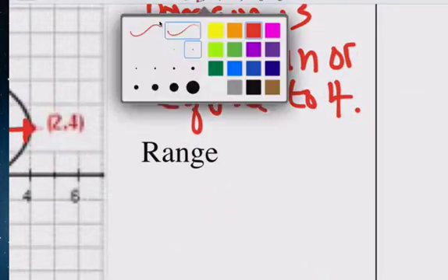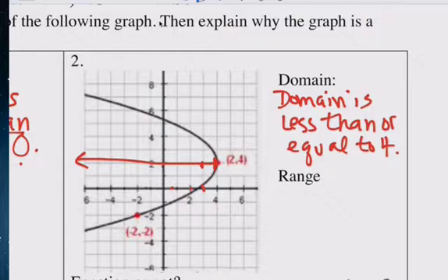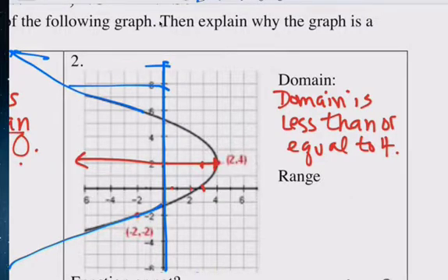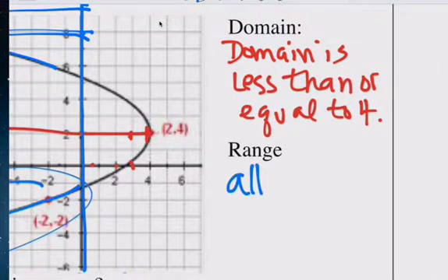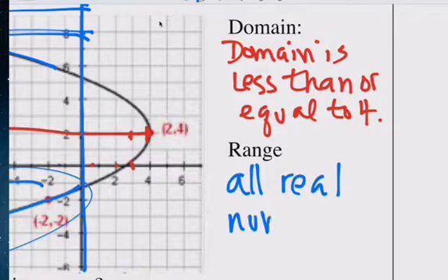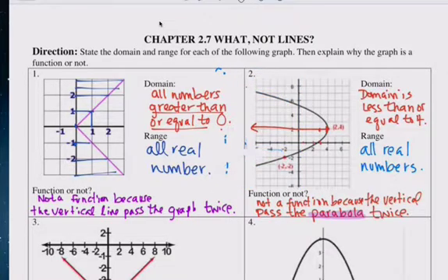Range. Range are the y, what y can be. If you look, this is the y line. Imagine this line going forever. Y can go this way forever. Y can be 8, 9, or whatever goes there. So it can go on forever, and the same on the negative side. So range is all real numbers. Okay? So sloppy, but that's the way it is.